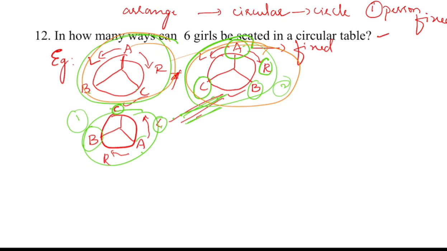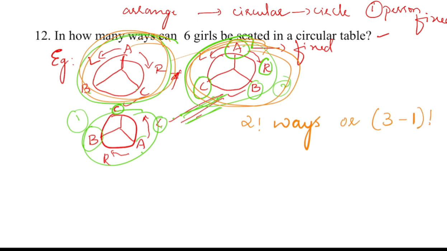So therefore, 3 people can be arranged in a circular table in 2 factorial ways, because only this arrangement is possible and this arrangement is possible. Okay, so only 2 factorial ways. Or this can also be written as: 3 people are there, keep one person fixed. So 3 minus 1 factorial, which is nothing but 2 factorial. So from this example we got to know that if one person is fixed, you have to only change the places of the remaining people to find the answer.